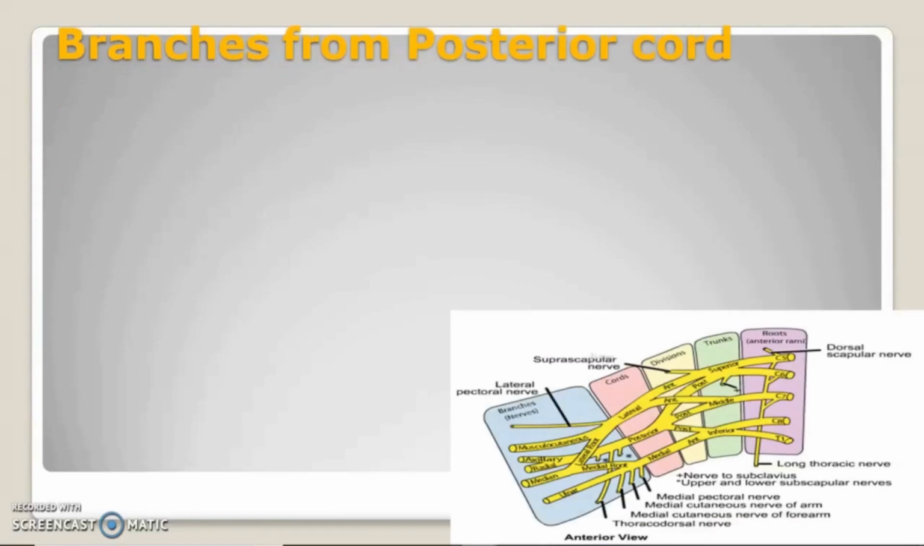Now we will move on to posterior cord branches. Look at the picture clearly, then it will be easier for you to understand. When coming to the posterior cord, as I already said, it again gives 5 branches. Here you remember ULTRA, that is the mnemonic for posterior cord branches. If you remember these mnemonics, it will be easier for you to remember the branch names. Now we will move on to the branches.